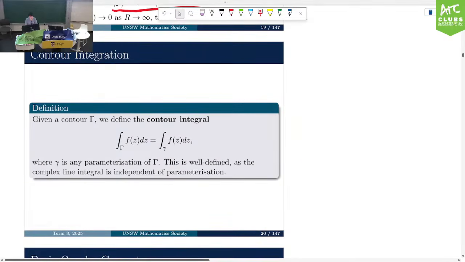And the contour integral is, well, we have seen before. It's just the integral along the oriented range of a curve, and it's independent of what curve we choose.